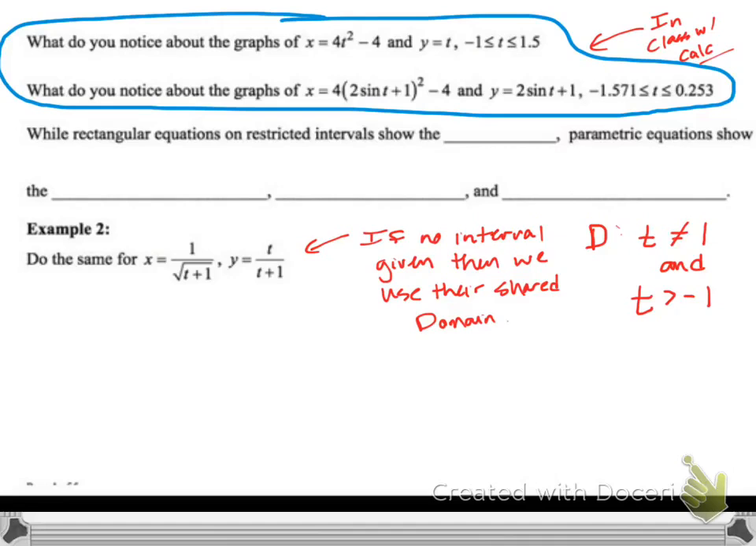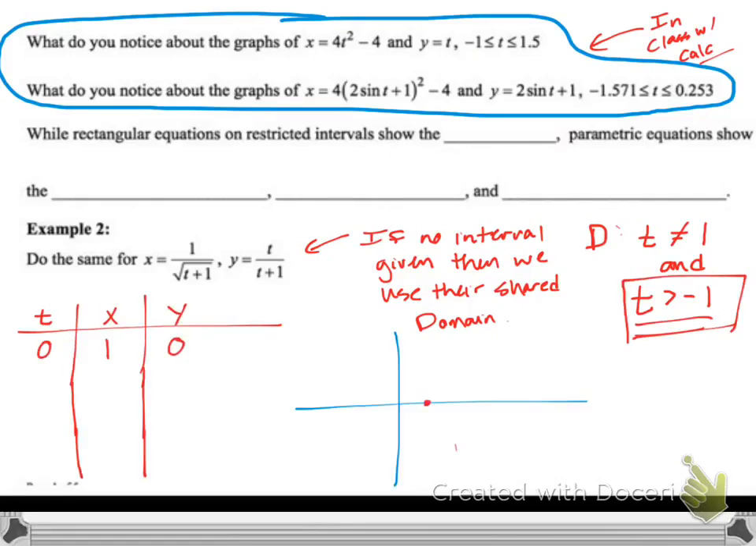Taking the square root of 0 would make dividing by 0, so that's bad. And any square root of a negative would be bad. So it has to be bigger than -1. That ends up being our domain. We're going to use that. So here's some values. Let's try it out.